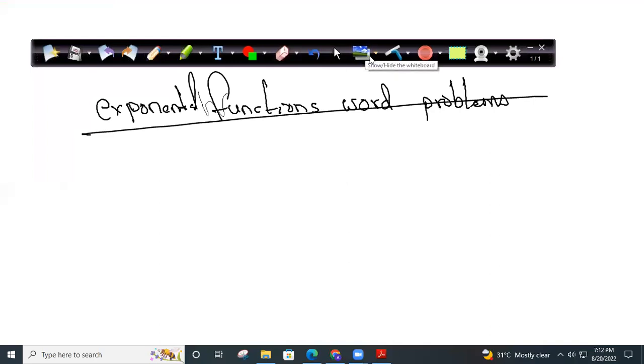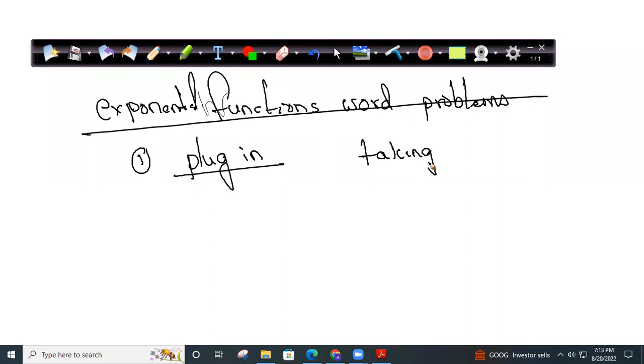Whenever I have exponential functions word problems, even in the last class I told you, the first thing that you need to do is you should not use too much of your brain. So what should I do, and how should I solve? Whenever you are solving an exponential functions problem, the first thing that you need to do is use plugging in. What is the meaning of plugging in? It means taking values for the variables.